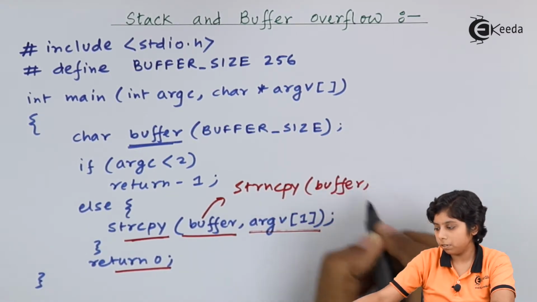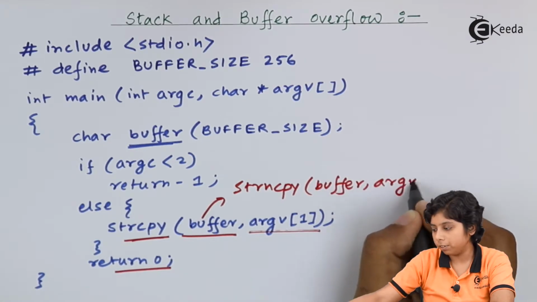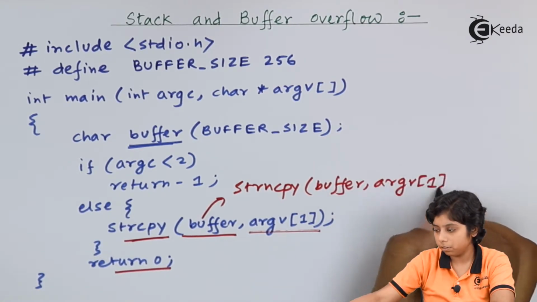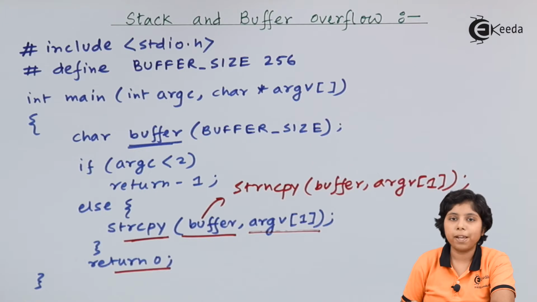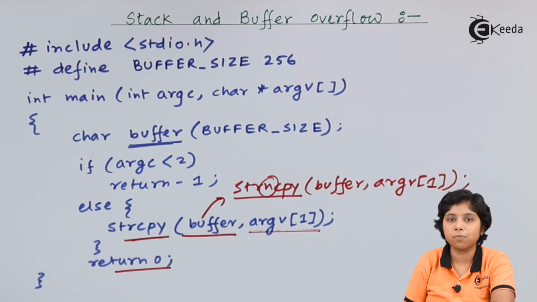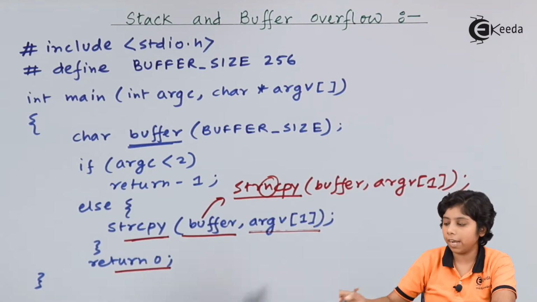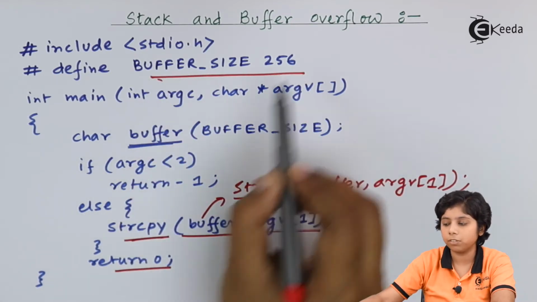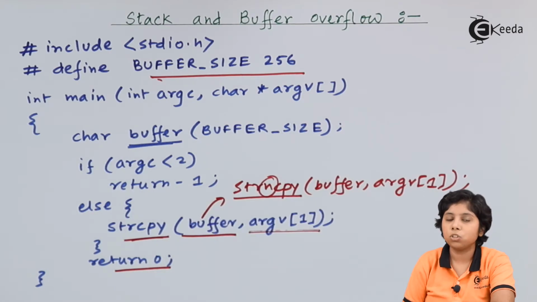buffer, argv1. So by this strncpy, we are checking that there should be at most n size of the buffer, and that is equal to the buffer size, which is 256. So no more than 256 bytes or characters can be input in that particular argv. So it will not accept anything after that buffer size.